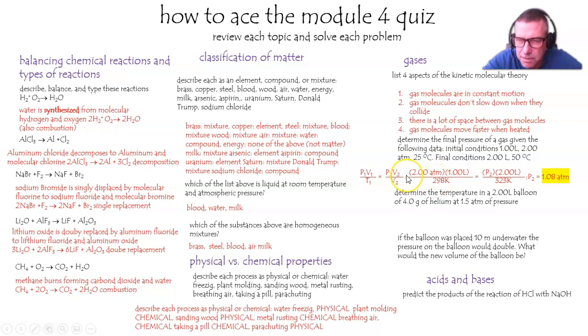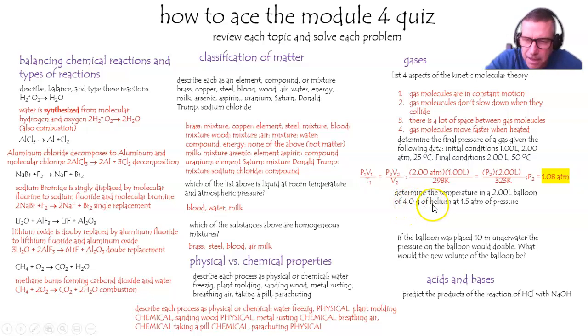P1 V1 over T1 equals P2 V2 over T2. Plugging in and switching to Kelvin, which you must always for temperature by adding 273 to your Celsius, gives the following data. Solving shows that we have a final pressure of 1.08 atmospheres. Next one. Determine the temperature in a 2-liter balloon that has 4 grams of helium at your birthday at 1.5 atmospheres of pressure. We got a V. We got a T. Ooh, what is that? 4 grams of helium. Hiding within that is an N, the number of moles, and it happens to be exactly 1 mole.